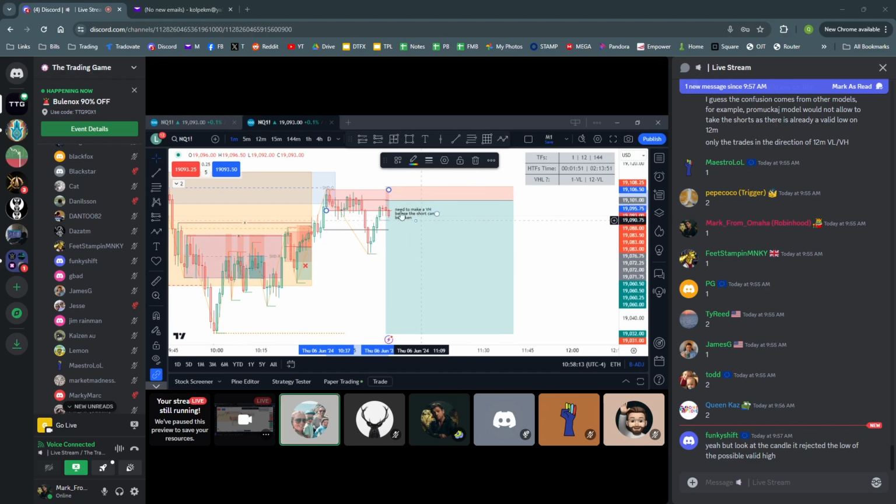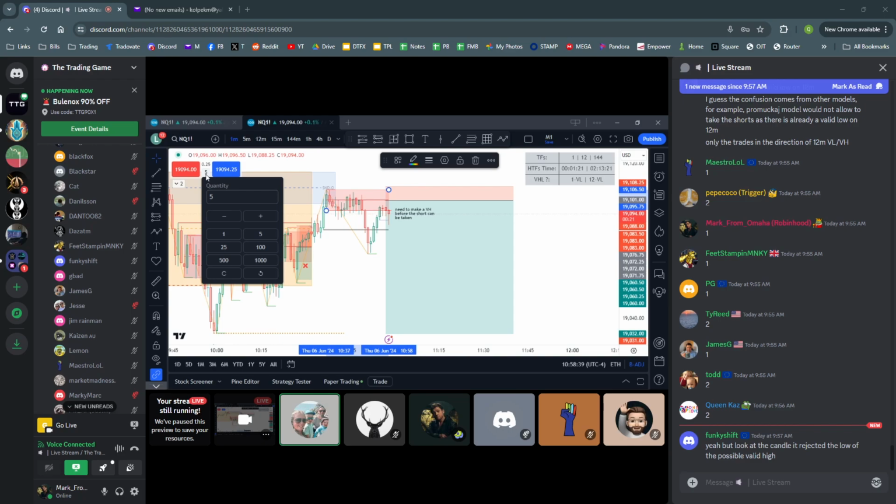I'm very tempted to just press the button here and get in. But I'm going to hold off. And if it makes a new valid high here by closing on this candidate candle, I'm just going to size down because it's going to be substantially more risk.